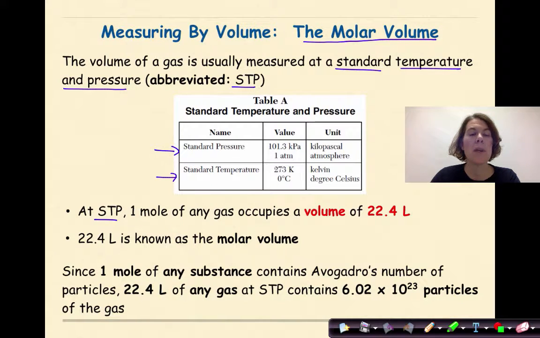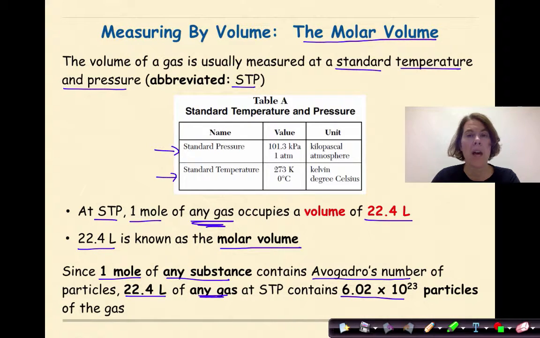At STP, 1 mole of any gas, and I really do mean any gas, occupies a volume of 22.4 liters. 22.4 liters is known as the molar volume. Since 1 mole of any substance contains Avogadro's number of particles, 22.4 liters of any gas at STP contains 6.02 times 10 to the 23rd particles of that gas.